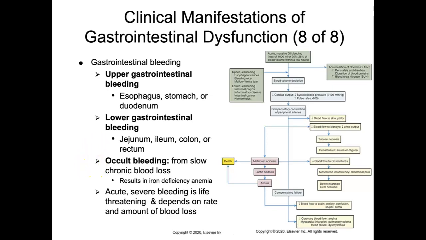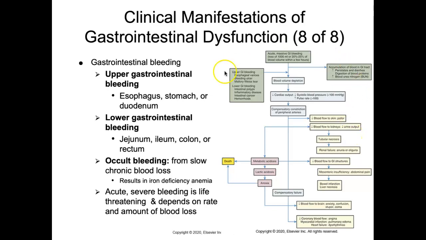And then there is occult bleeding from slow chronic blood loss that is not obvious, and we start to lose some of the iron from our stores within the bone marrow, and that could result in iron deficiency anemia. And we could detect this on a positive fecal occult blood test, which you'll see on the next slide. And if we have acute severe bleeding taking place, this is life-threatening, and it's going to depend on the rate and the amount of blood loss that is taking place.